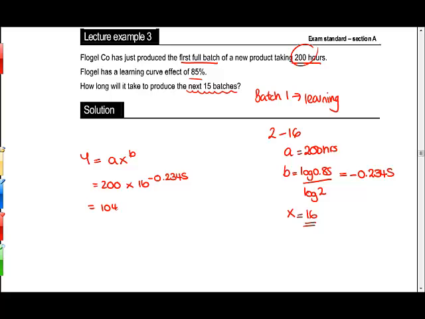That's 104.4. Multiply that by 16 and that will give us the total time for those batches. So the total time for 16, but we need to deduct from that the time for the first batch. So that will be 1,470 hours.